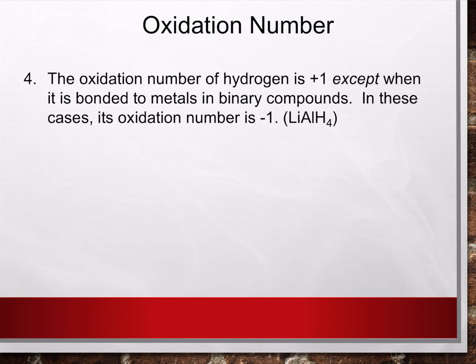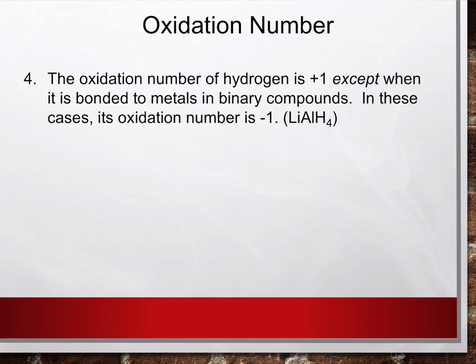The oxidation number of hydrogen is always +1, except when it's bonded to metals in compounds. So like this is called lithium aluminum hydride, right? Lithium aluminum, and then the H, since the end is hydride. So if hydrogen is bonded to a metal, then it can be a -1.